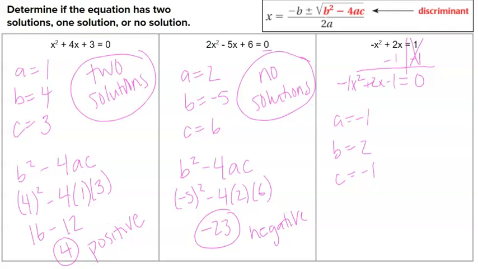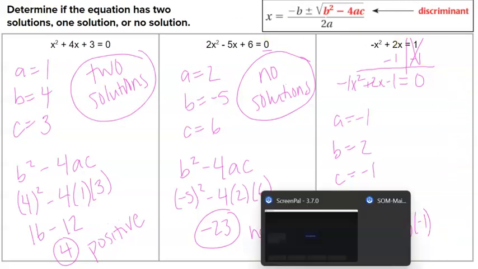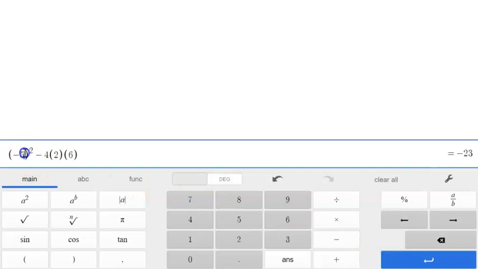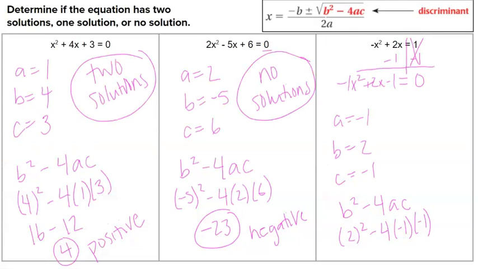And then we can plug that into our discriminant formula, b squared minus 4ac. b is 2, so 2 squared minus 4 times 1, which is -1, times c, which is -1. And then, if you'd like, we can use our calculator. So we have 2 squared minus 4, change both of these parentheses to -1, and we can see that our value is equal to 0. So when it's equal to 0, that means there is one solution.